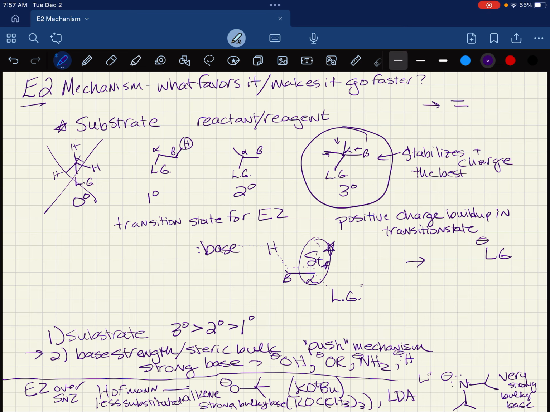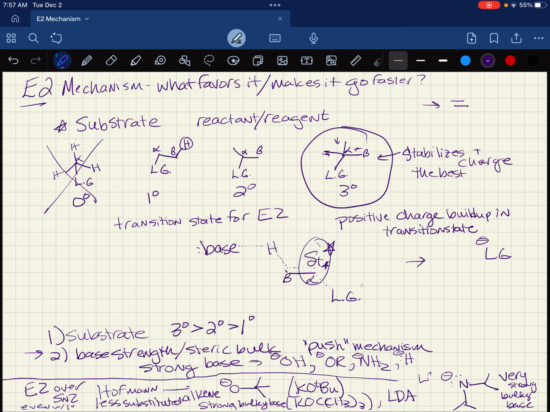And these are also going to cause E2 to be favored over SN2, even with primary substrates. And that's because of that bulk. Because we remember with SN2, the nucleophile has to get all the way into the electrophilic carbon atom. And with these bulky bases, that's going to be really hard for them to do. And also proton transfer is just going to be faster. So with these, even if you see a primary substrate, if you see tert-butoxide or LDA, you're going to do E2, and you're also going to make sure it's the Hofmann product.